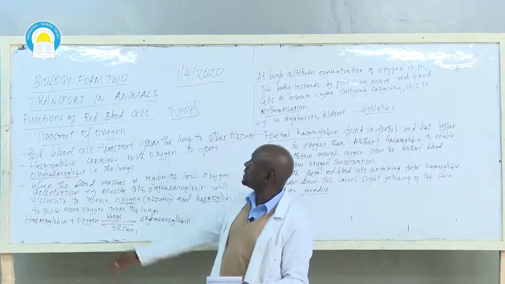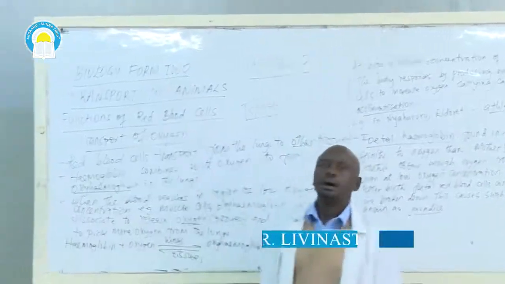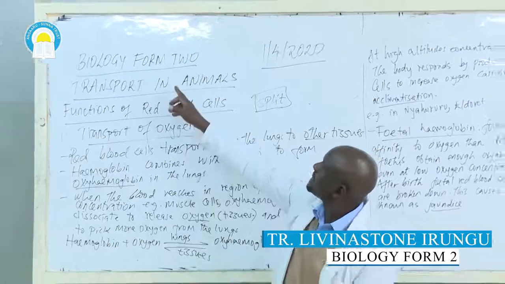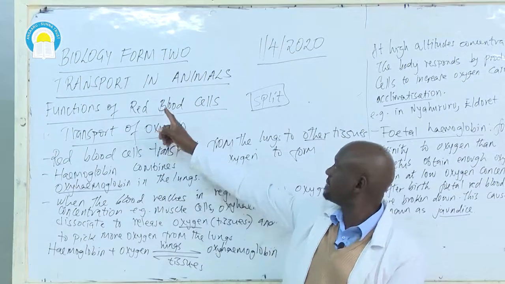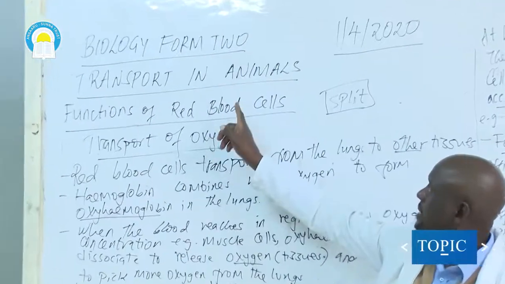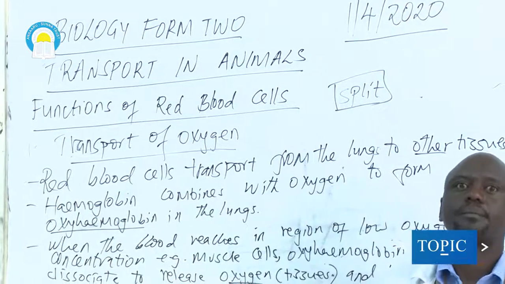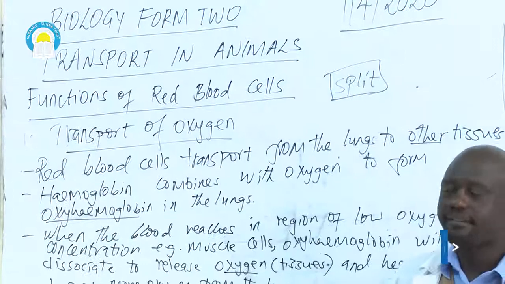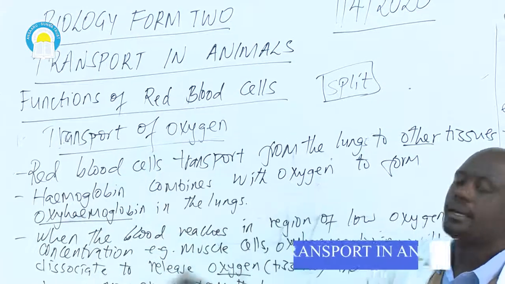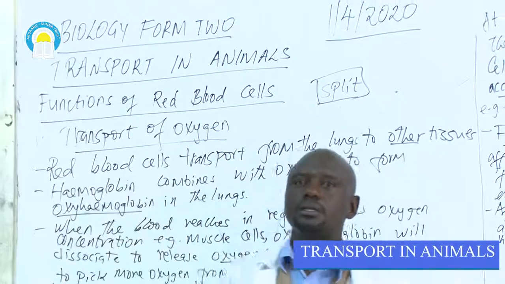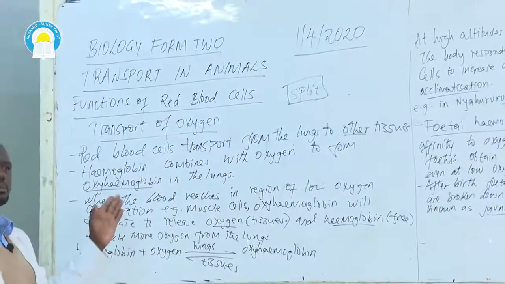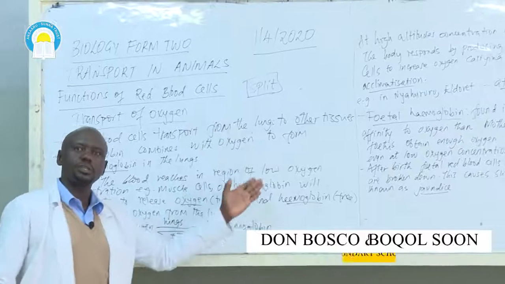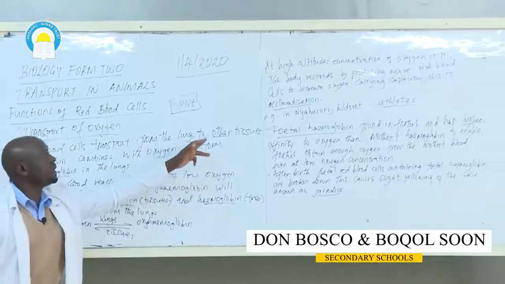I'm going to discuss biology form 2, and the major topic is transport in animals, and the subtopic is functions of red blood cells. The first and major function of red blood cells is transport of oxygen. So what happens is the red blood cells transport oxygen from the lungs to other tissues.